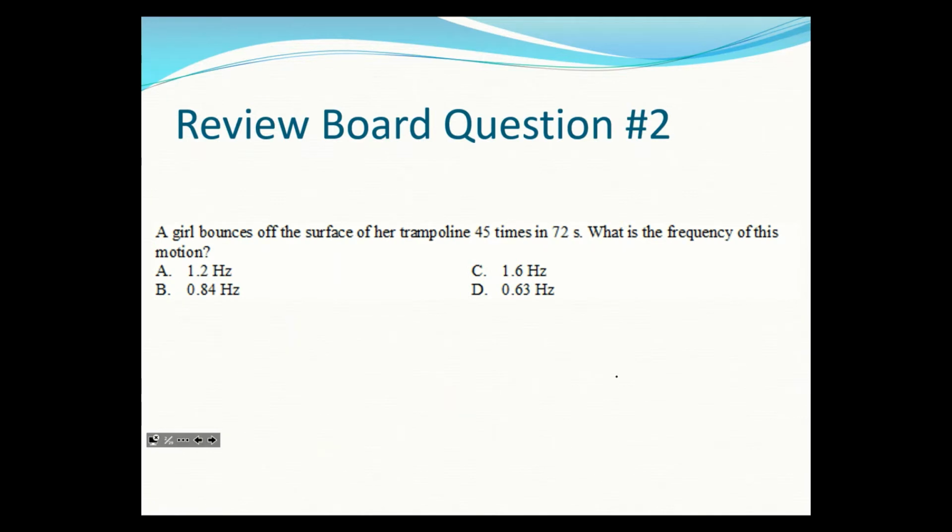Question 2. A girl bounces off the surface of her trampoline 42 times in 72 seconds. What is the frequency of the motion? So to do that, remember for frequency, we're going to get vibrations per second or rotations per second. But for this one, it's actually bounces per second, right? So she does 45 bounces in 72 seconds. So we just have to go 45 bounces divided by 72.